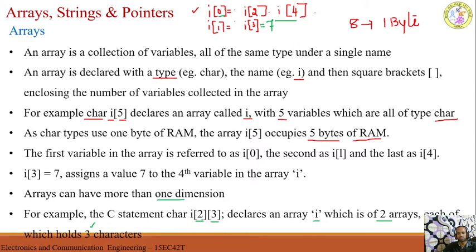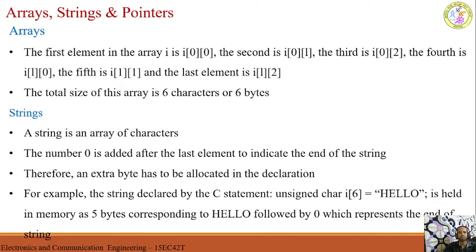Here 2 arrays and each can store 3 characters, that is 2 into 3 total number of characters. For example, the first element in the array is I of 0 0. One data will be stored here, and the second will be I of 0 1, third is I of 0 2, and then I of 1 0, I of 1 1, and I of 1 2. Totally 6 elements are stored in the array, and the total size of the array is 6 characters, or 6 bytes are reserved in the memory.